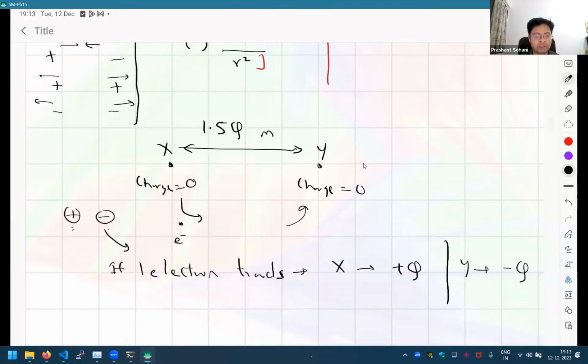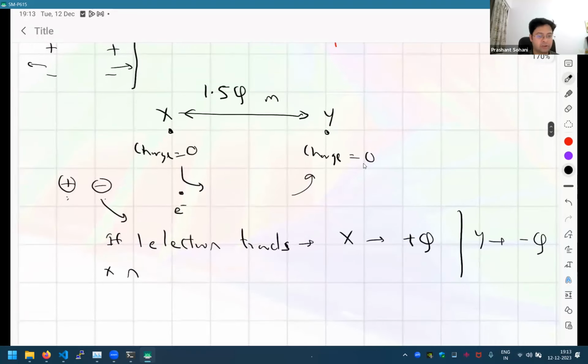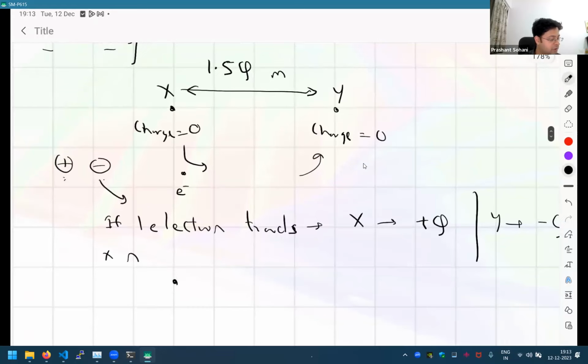But this does not happen for just one electron. They have said this happens for n electrons. So totally, at the end of all the electrons traveling, what will the picture look like? How much total charge will be at x and how much total charge will be at y?